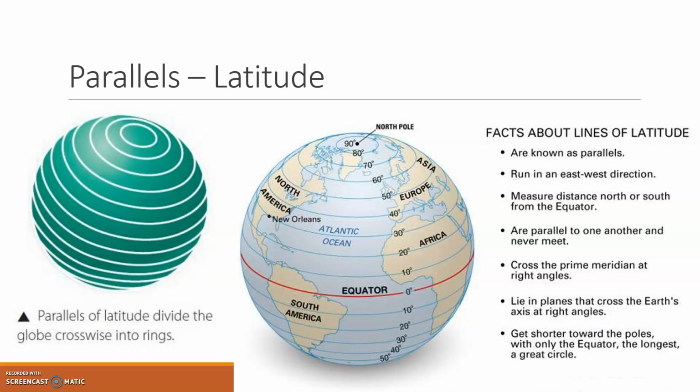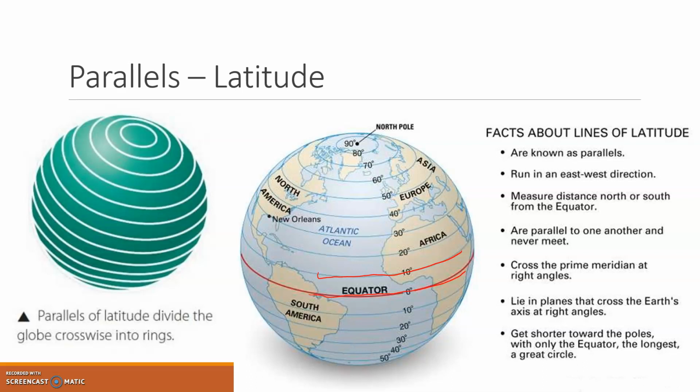So these parallels of latitude, they run in an east to west direction. So they run left to right, essentially, if you look at the globe front on. They're parallel to each other. So this one at the equator, the 0 degrees, and the one at 10 degrees, they're parallel to each other. They run on exactly the same angle. And so is every other one of them. They never meet each other because of that as well.